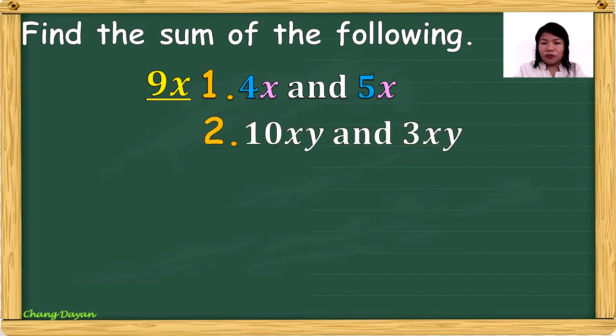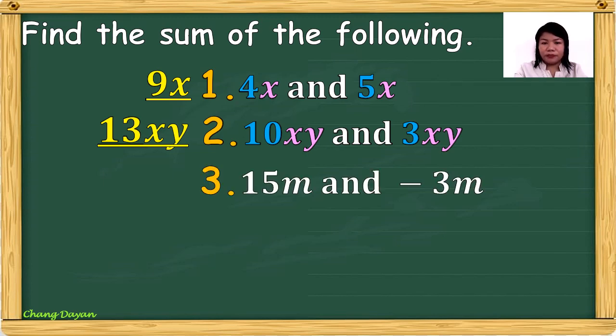Number 2, 10xy and 3xy. Ang ating numerical coefficient dito ay 10 at 3. So, 10 plus 3, we have 13. And then, just copy the literal coefficient. Ulitin ko, kapag nag-a-add tayo, kailangan pareho ang literal coefficient natin.